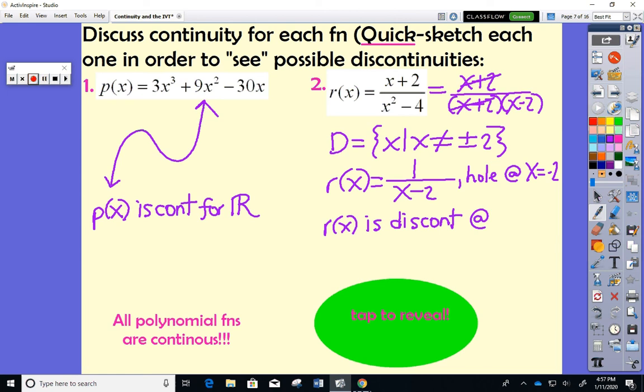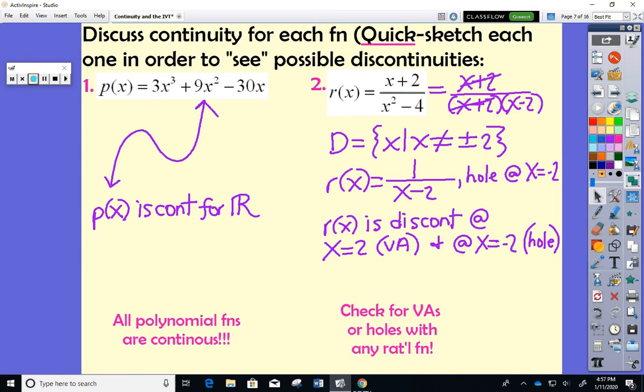But let me say this sort of completely, but I'm still being a little bit informal because I'm not actually proving it or justifying with the formal notation. I'm going to say R of X is discontinuous at X equals 2, and I'm going to put in parentheses the reason is that you've got a vertical asymptote at X equals 2, and at X equals negative 2, that's where the hole in the graph is. So I'm mentioning why the discontinuities are there, but I'm only being informal when I mention it. I'm not actually proving by doing the three-part conditional test.